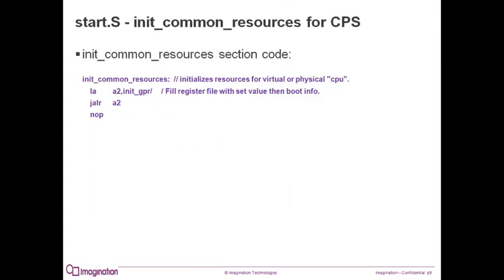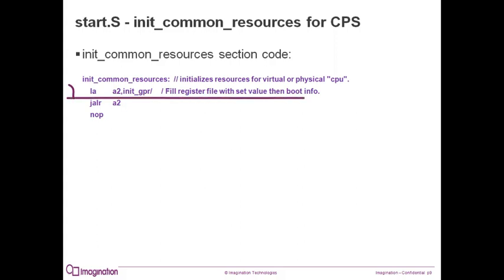This slide and the ones that follow will walk you through the execution of the code in the start.s file. The call from the start.s file will be shown, and then I'll walk you through the function that is called. To start, you see the init common resources label and the first call to the init GPR function. The init GPR function is in the common/init GPR.s file.